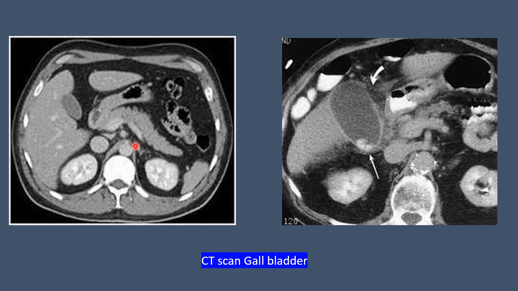CT scans at times may be necessary in cases like this, where it shows the gallbladder here, which looks quite normal. Whereas here, the gallbladder is dilated and thickened with the stones in the neck of the gallbladder.